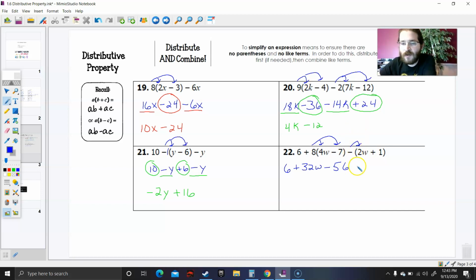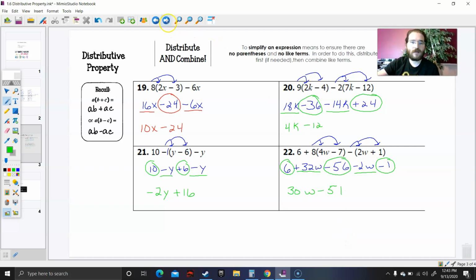Negative 1 times 2, we get minus 2w. Negative 1 times positive 1, we get minus 1. And then now we can combine these terms again. So we get positive 32w minus 2w, so we get 30w. Now we can combine this, and then this, and then this. All right, so 6 plus negative 56, or 6 minus 56, we get negative 50. Negative 50 minus positive 1, we get minus 51. Okay?